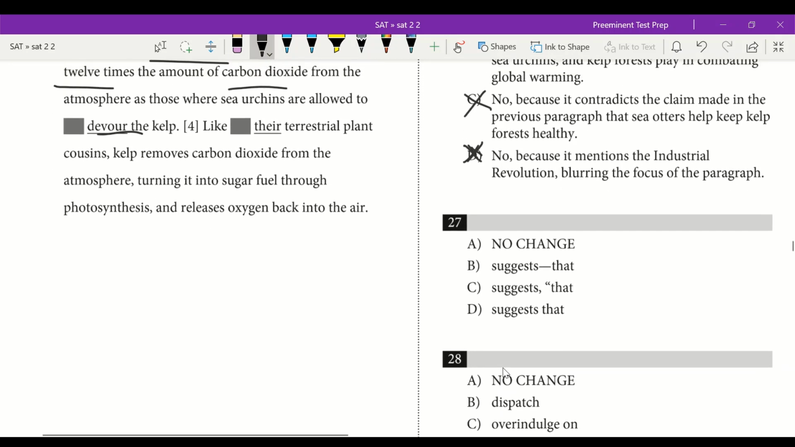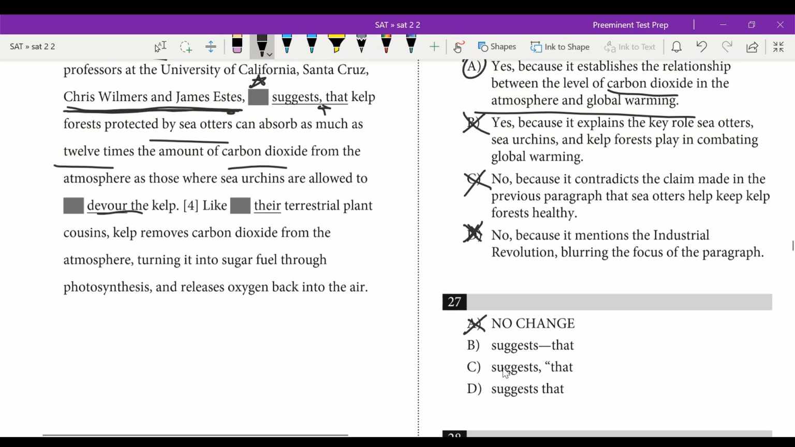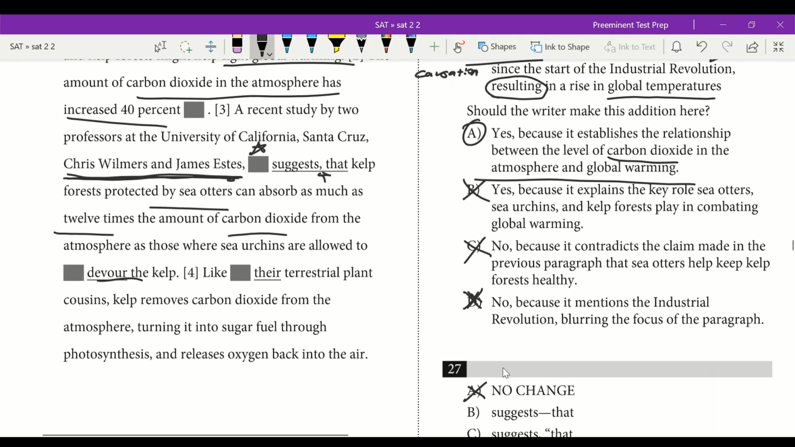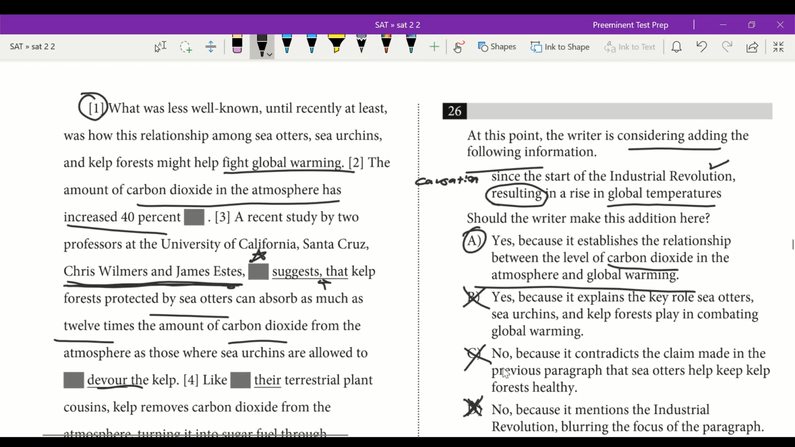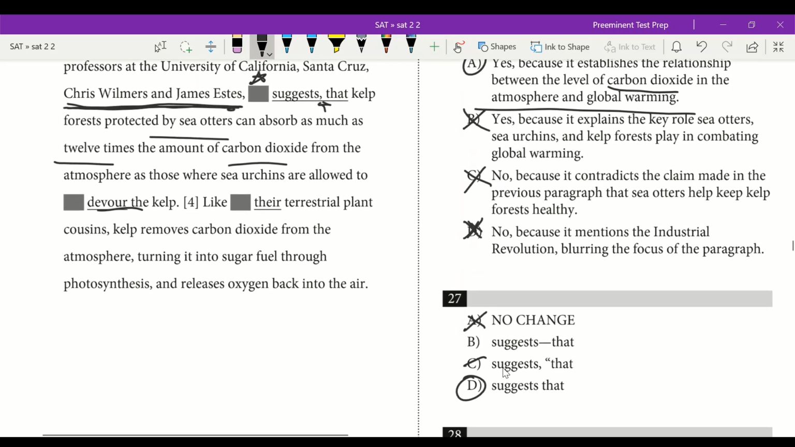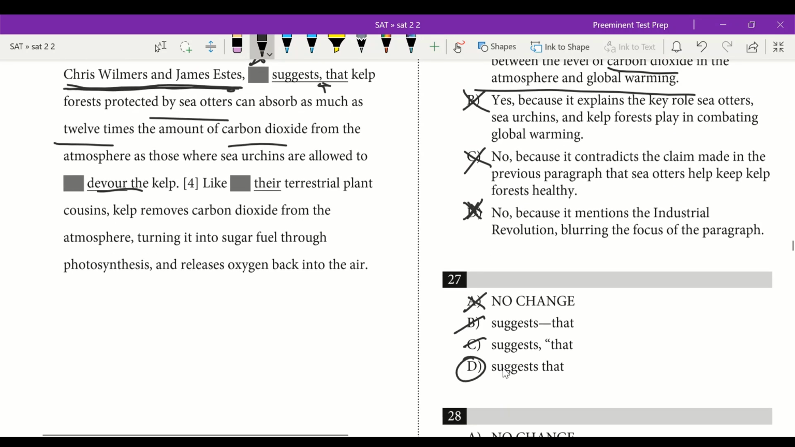So I know A is not going to be my answer, right? And I know, really, we're just going straight into it. Why would we have a comma and then a quote, right? If we were going to do that, we would have to have quotation marks at the end, which we do not. So we know we can't have a quote. And then we have suggest with a dash that. Well, we don't need suggest, dash, that, right? We're just suggesting that. We don't need anything to split it, right? That's just unnecessary.